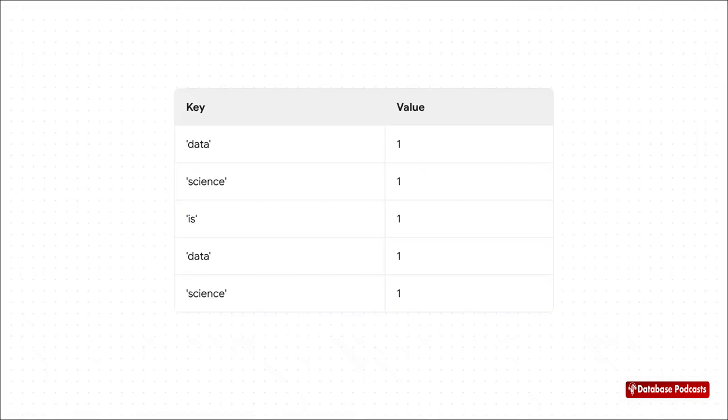Here's what the mapper does. It goes through the sentence, word by word. For data, it spits out a pair. The word data is the key, and the number 1 is the value. It does the same for science, for is, and then again for the second data and science. See? Every single word gets turned into its own key-value pair.